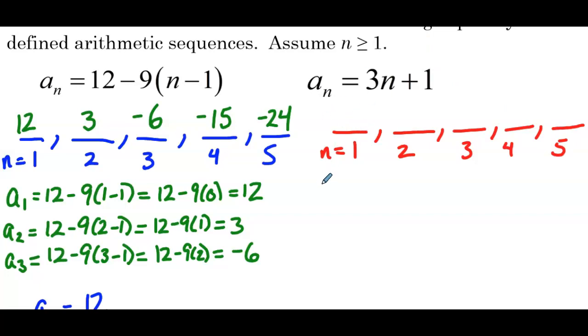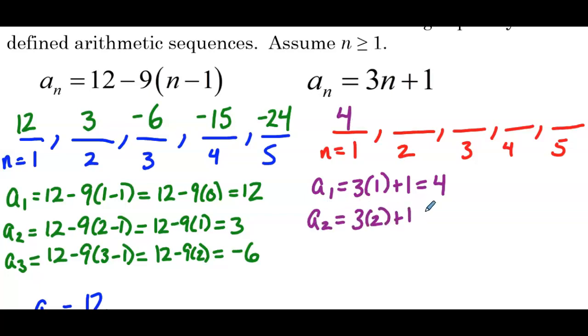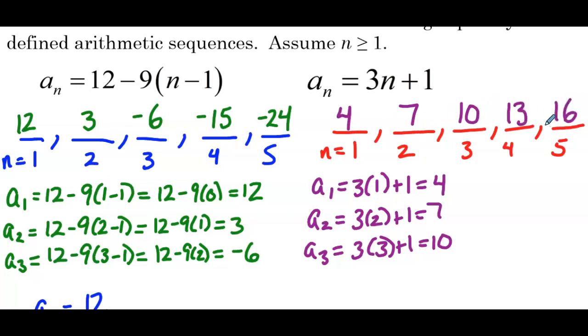So to find the first term, we're going to plug n equals 1 in. So that's 3 times 1 plus 1, which is 4. So our first term is 4. Second term is 3 times 2 plus 1, so that's 7. Our third term is 3 times 3 plus 1, so that's 10. And we should notice at this point the common difference is 3, so 13 and 16.